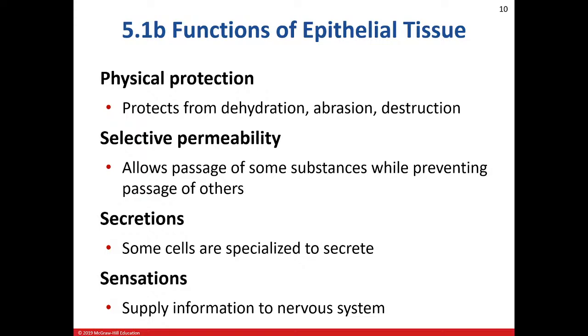All right, so some cells are specialized to secrete. These would be the glandular epithelium. So you would find that in something like the saliva glands or the sweat glands. All right. And then sensation. So these supply information to the nervous system. We have sensory fibers running through the epithelium, in many cases, especially in the skin.